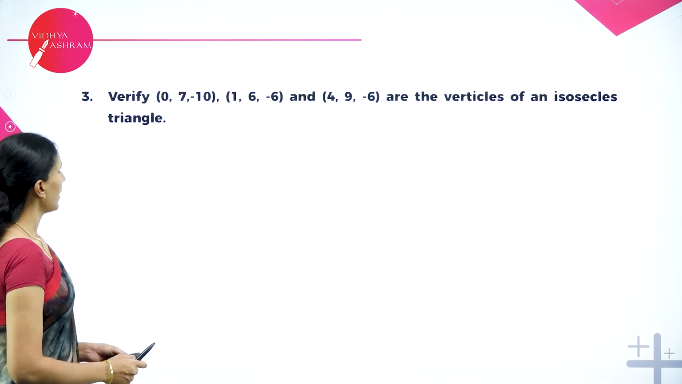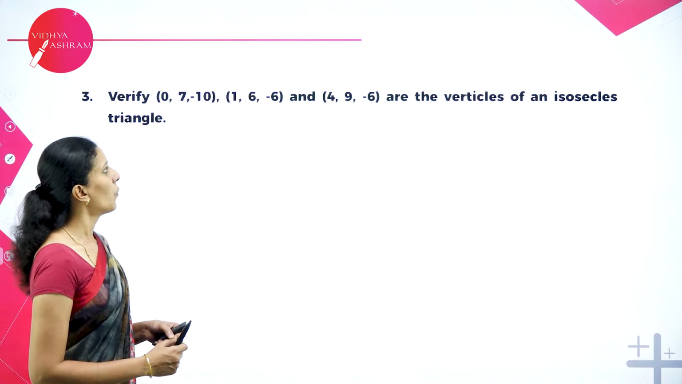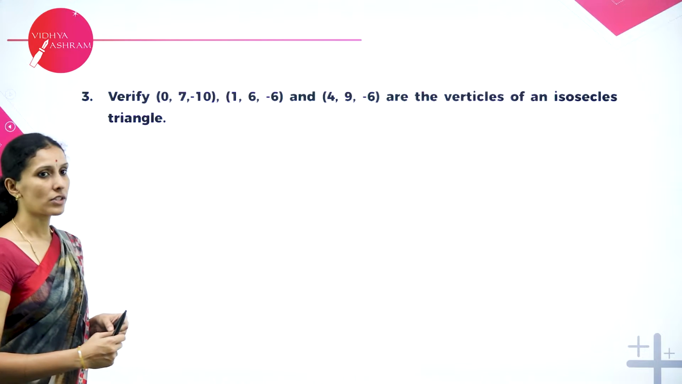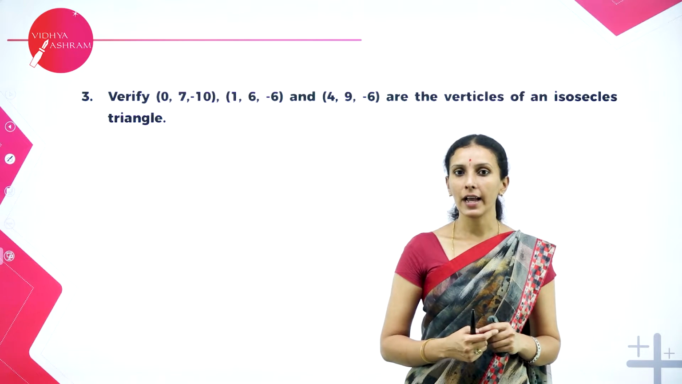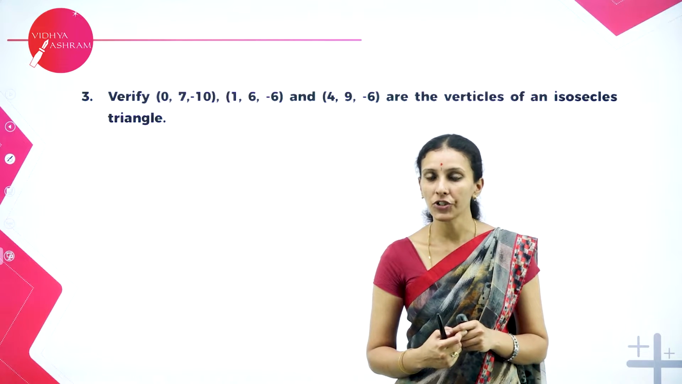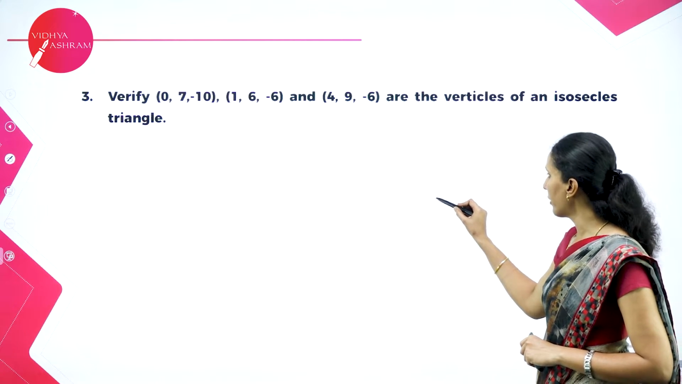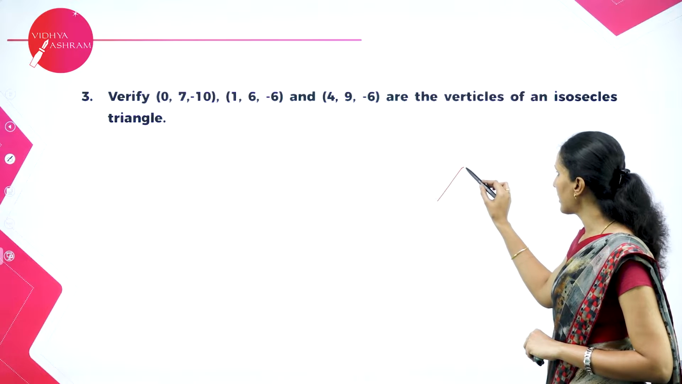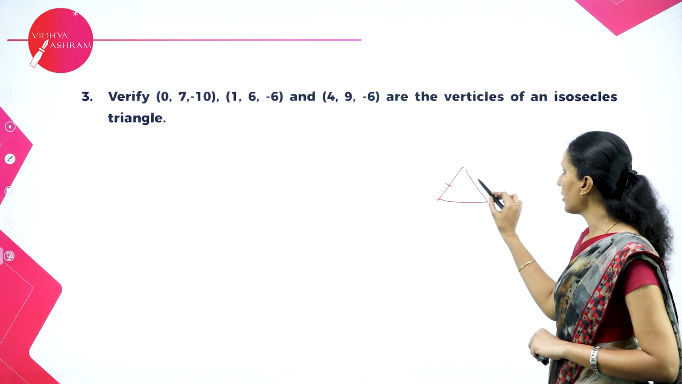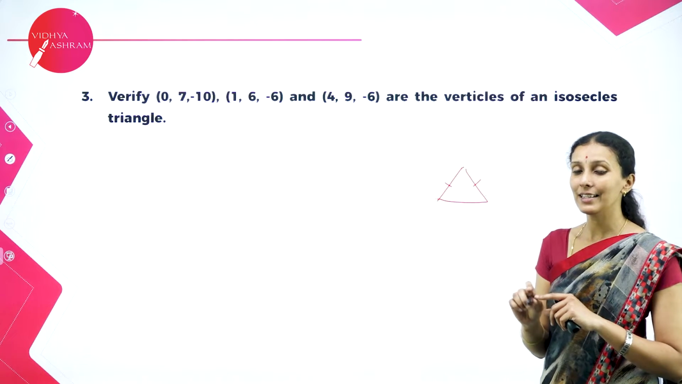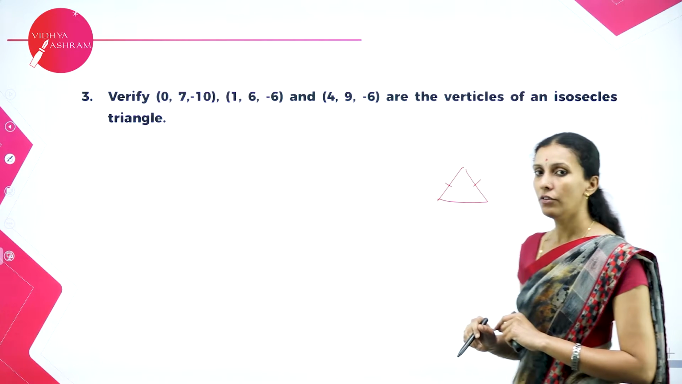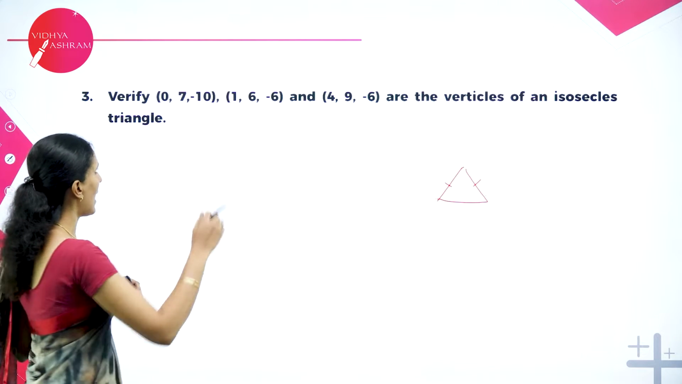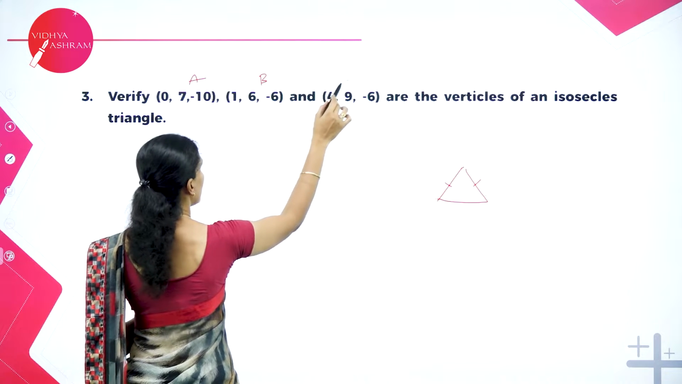Next question. Verify that 0, 7, minus 10; 1, 6, minus 6; 4, 9, minus 6 are the vertices of an isosceles triangle. If two sides of a triangle are equal, then we say it is an isosceles triangle. Now we have been given three vertices, so I can use the distance formula. If I find the distance formula for all three and any two sides of the triangle are equal, we can say they are the vertices of an isosceles triangle. So let us consider the given points as A, B, C.